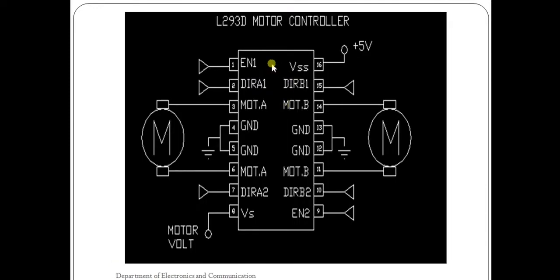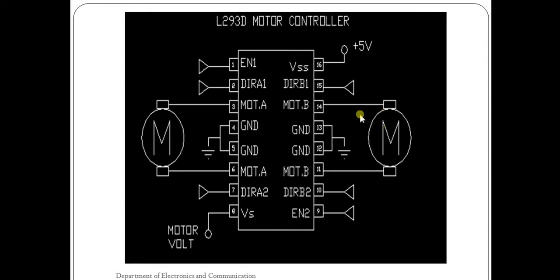Then the other component that we are using here is a motor driver IC. Here we use the L293D motor driver IC, the motor controller. You can see here the pin configurations and the pin names and everything. Here you can see that pins number 3 and 6 are connected to one motor, and pins number 11 and 14 are connected to another motor. This L293D IC is typically an H bridge. The motors in this IC can be rotated either in the clockwise direction or anti-clockwise direction.